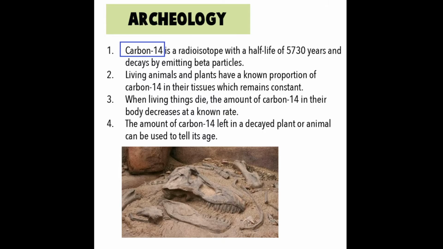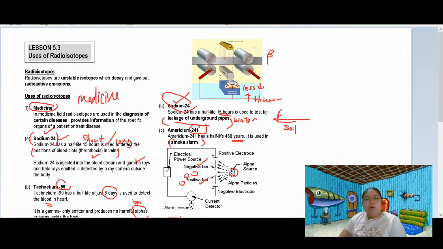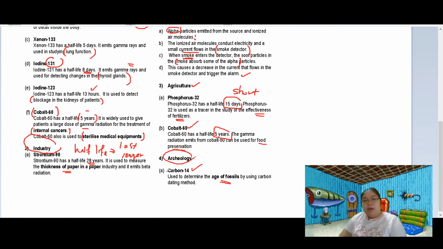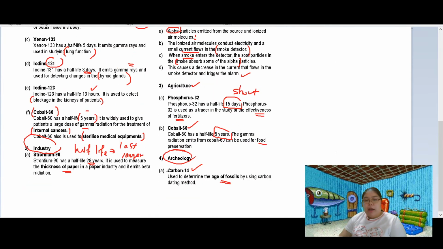So we finish chapter 3. Short, isn't it? From here, what you need to memorize: medic, then after that industry, then agriculture, and the last one is archaeology. Okay, so this is what I want to show. We finish 5.3. Now let's see some example questions.